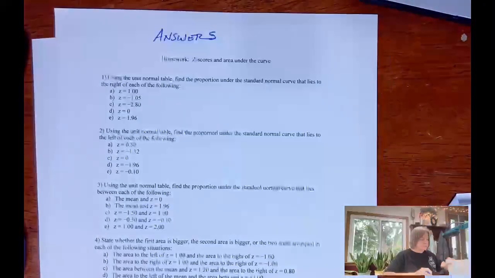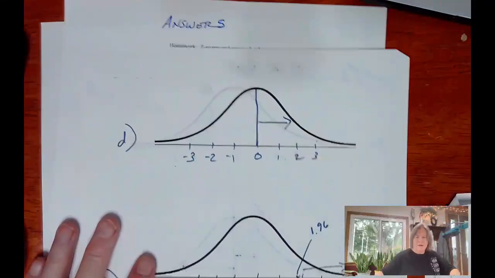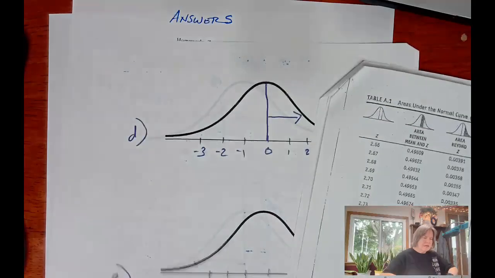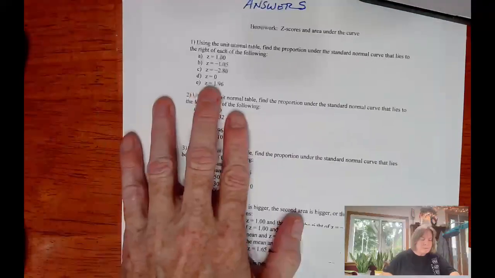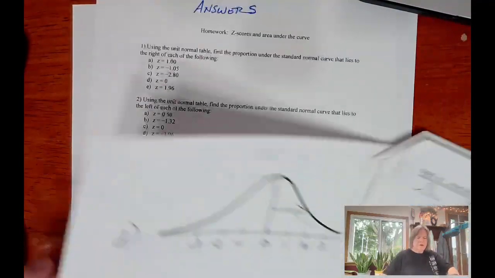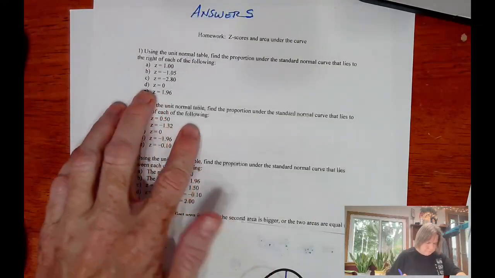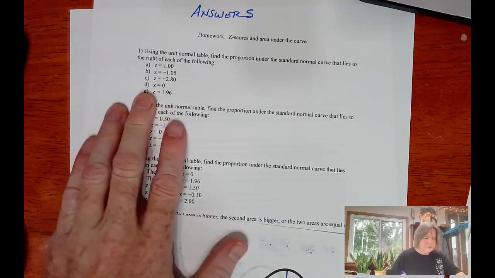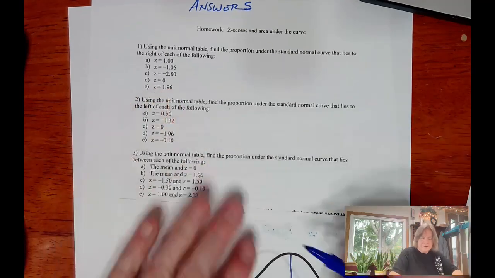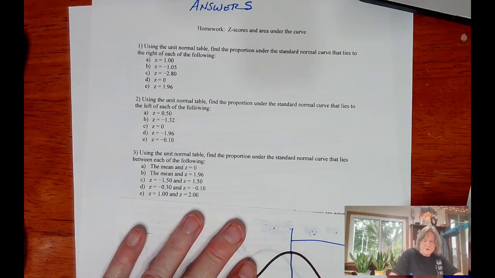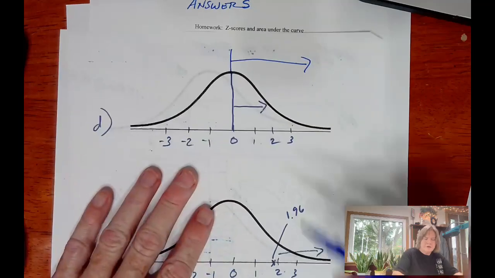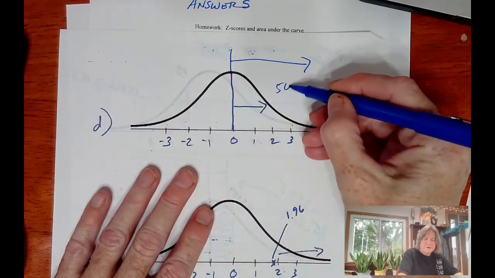Keep going here. D asks us for a z of 0. Did I do it right? Yes, for a z of 0, and it says everything to the right. Well, this is kind of a trick question. Everything to the right of this is 50%.